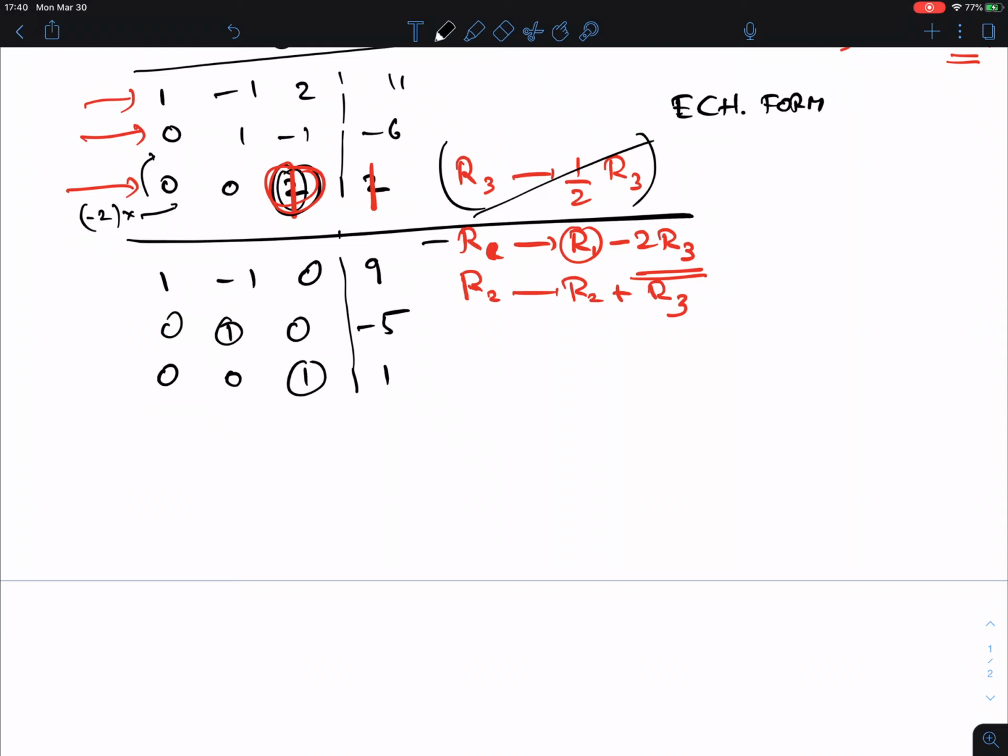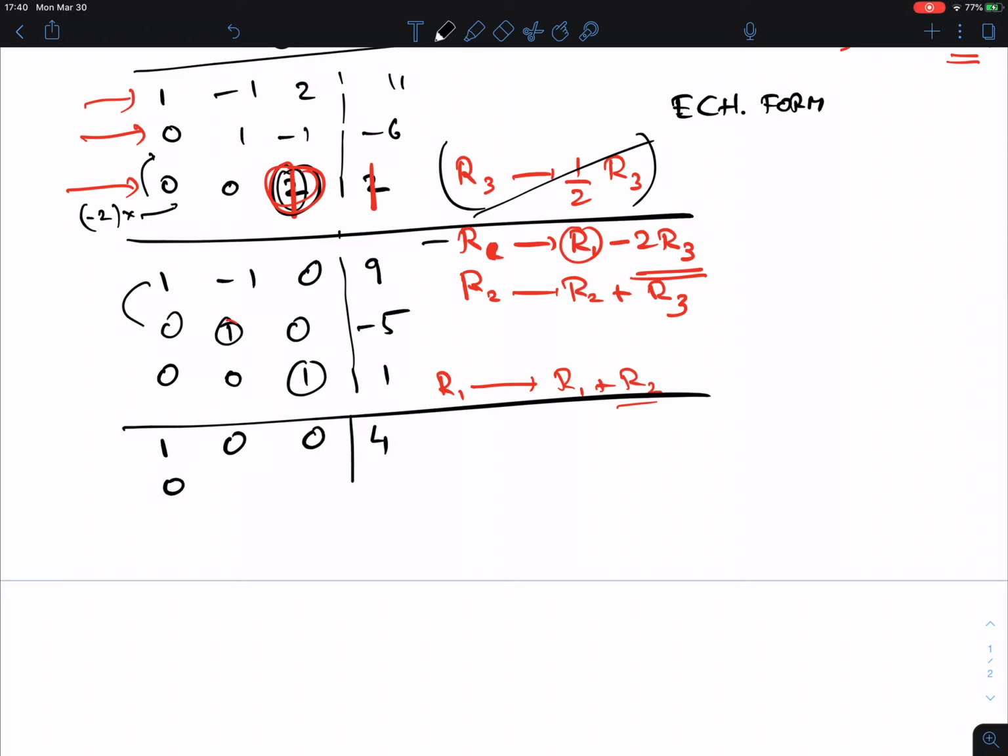So this is easily done by adding row 2 to row 1. Again, the pivot is in row 2, that's why I'm working with row 2. So we get 1, we're adding this, right? 0, 0, 4, 0, 1, 0, negative 5, 0, 0, 1, 1. So this is now our solution.